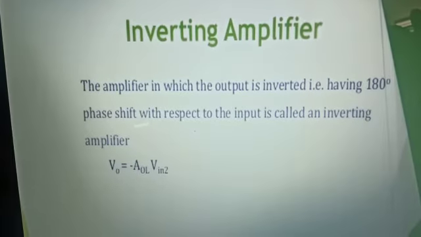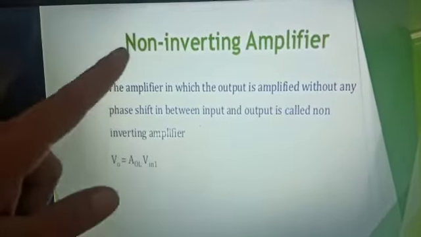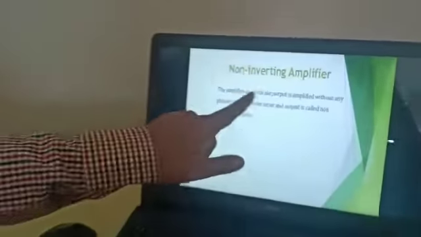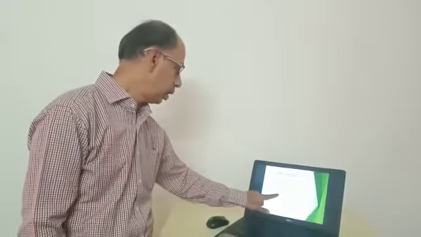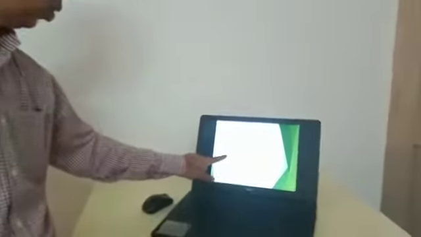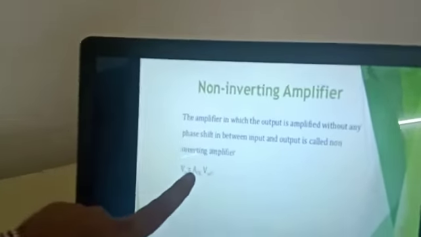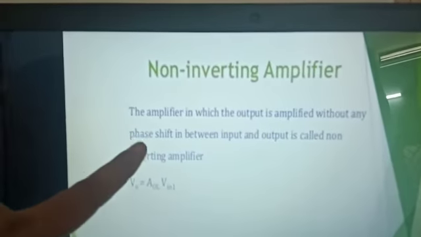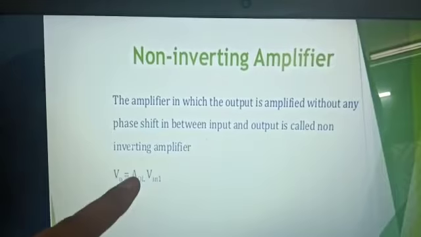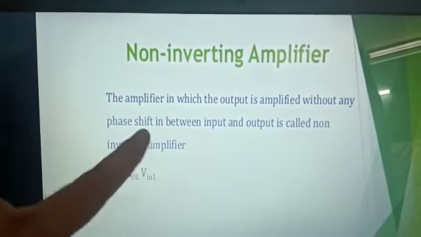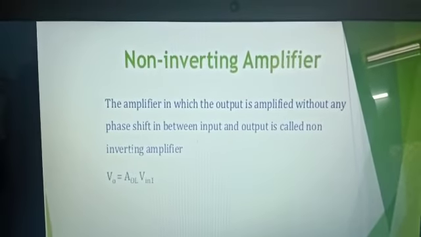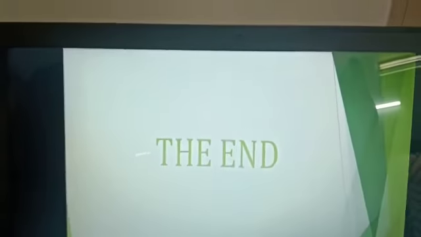Non-inverting means plus. Next, the non-inverting amplifier without feedback has no phase shift. Its output voltage is equal to AOL into Vin. Here there is no negative sign, so no phase shifting. Therefore in a non-inverting amplifier, the output is always in phase with the input signal. That is called non-inverting. Okay, thank you.